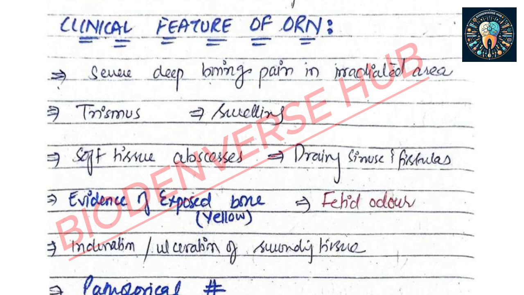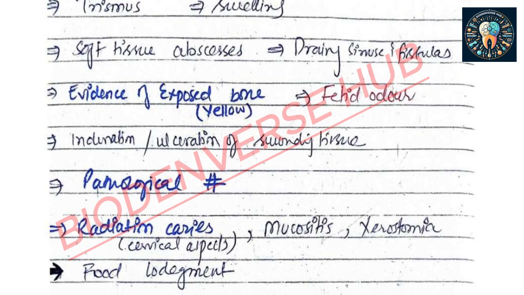Fetid odor, induration and ulceration of the surrounding tissue may be seen, as this is osteoradionecrosis due to bone devitalization, bone cell death. So it's very obvious that pathological fractures may be seen. Other clinical features or effects of the radiotherapy that may be seen include radiation caries on the cervical aspects, mucositis, xerostomia, and fluid lodgement. These were some important clinical presentations of ORN.